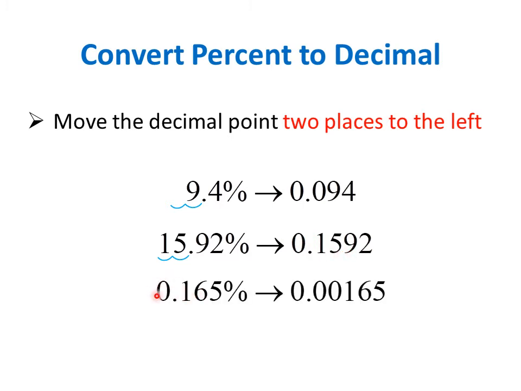Lastly, we have 0.165%. To convert this percent into a decimal, we have to move this decimal point 2 places to the left. If we do that, we will have 0, then the decimal point. We have to write another 0, and then we have 0.165. Therefore, in decimal, 0.165% is 0.00165.